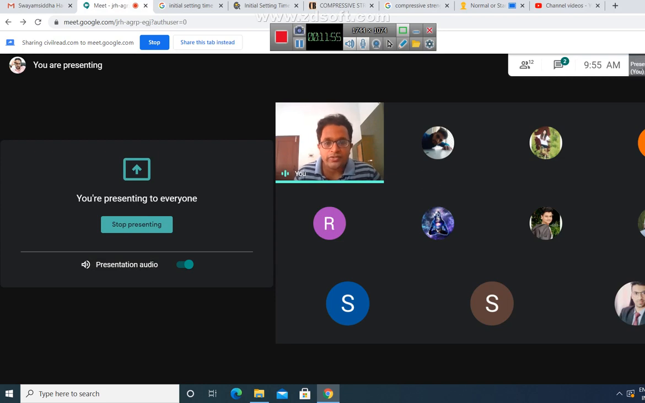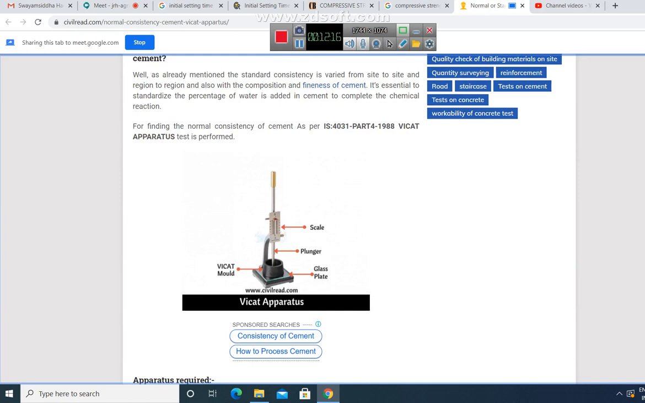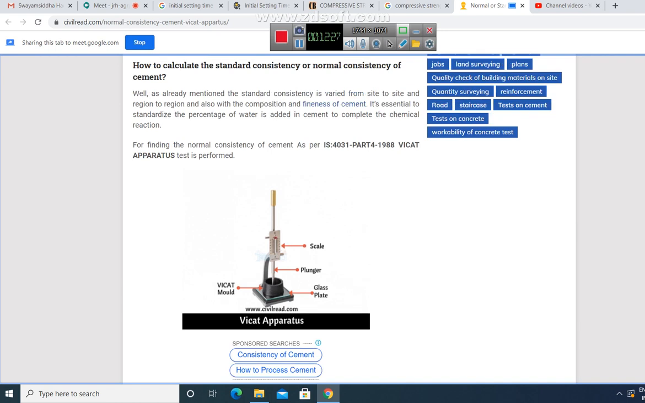What is happening in the standard consistency test is you will be preparing a cement paste, and the cement paste will be filled in the mold of the Vicat apparatus. The mold I have already shared. So within the mold you have filled the cement paste, and here you have a plunger. You are allowing the plunger to drop into the Vicat mold.